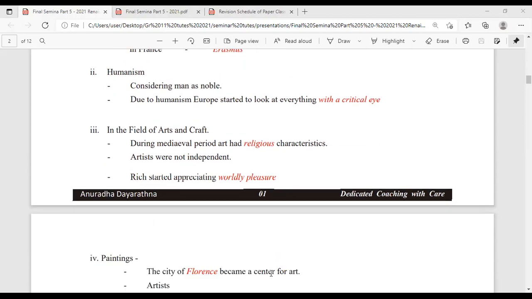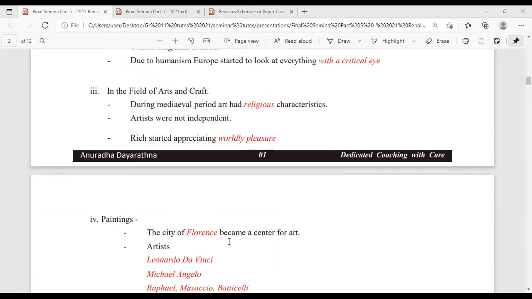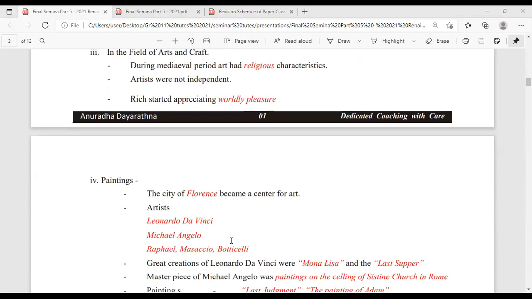Right, we'll go to paintings. The city of Florence became a center for art. These are the artists: Leonardo da Vinci, Michelangelo, Raphael, Masaccio, and Botticelli. Great creations of Leonardo da Vinci were Mona Lisa and the Last Supper. So you just remember those two, that's enough. Not only was he an artist, he was a musician, he was an engineer, he was a physician, so a lot of skills he had, a lot of knowledge he had.